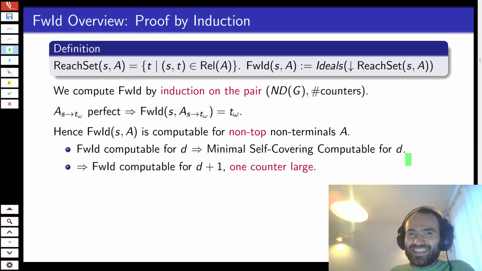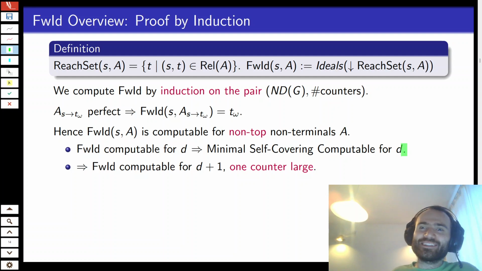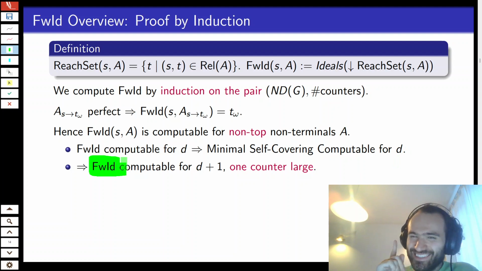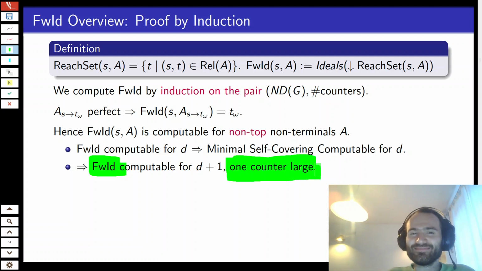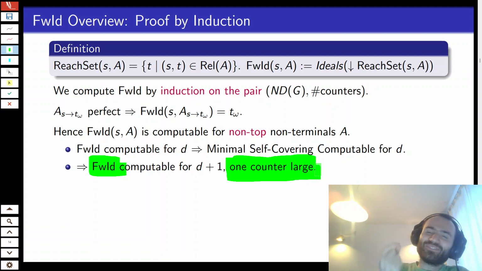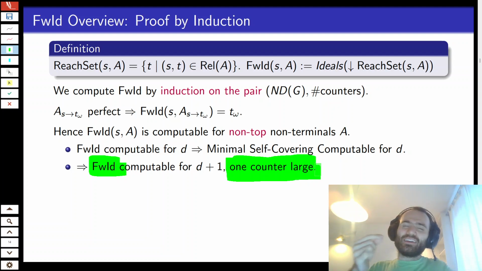Okay, now this is where it gets interesting. We claim that if you can compute the set of minimal configurations which are self-covering with D counters, then you can compute forward ideals for D plus 1 counters, but under the assumption that one of the counters is very large. So this will be the step where we go from D to D plus 1 counters. The magical step is if you can compute the minimal self-covering configurations, then you can now add one counter, but as long as that one is large, you can still compute forward ideal.